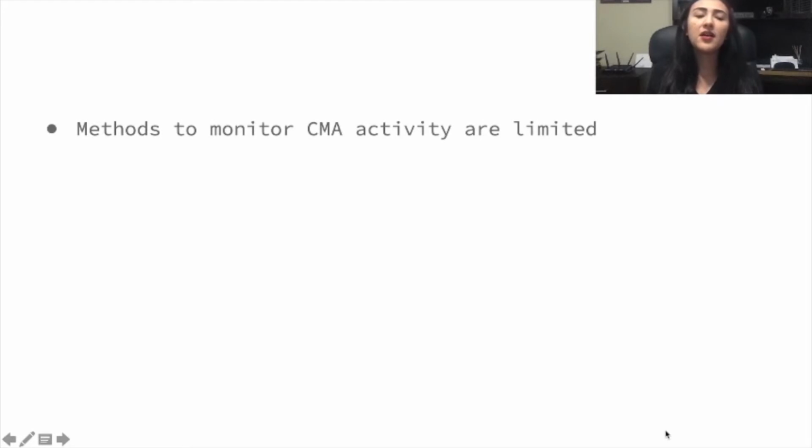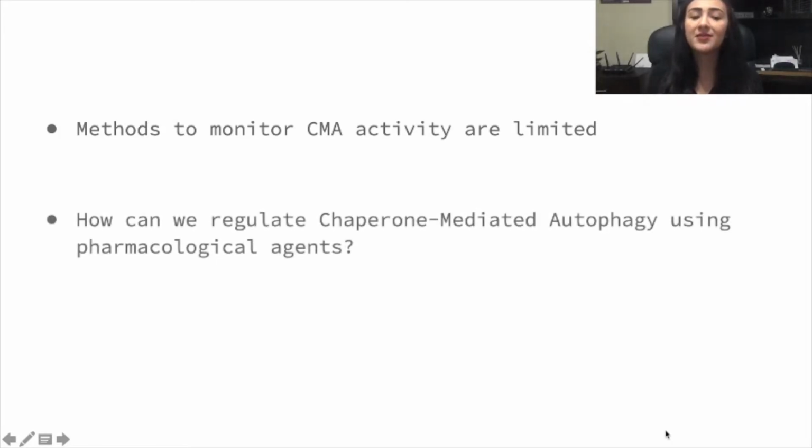So even though we know how these diseases are linked to CMA, there's not a lot of methods to monitor CMA activity. That means that we don't know how much of these unhealthy proteins are actually getting destroyed by CMA. So our question is, how can we regulate chaperone-mediated autophagy using pharmacological agents? We wanted to use pharmacological agents because these are available to all scientists, and we didn't want to just produce something that will activate or inhibit it, as we want this to be accessible to other scientists.